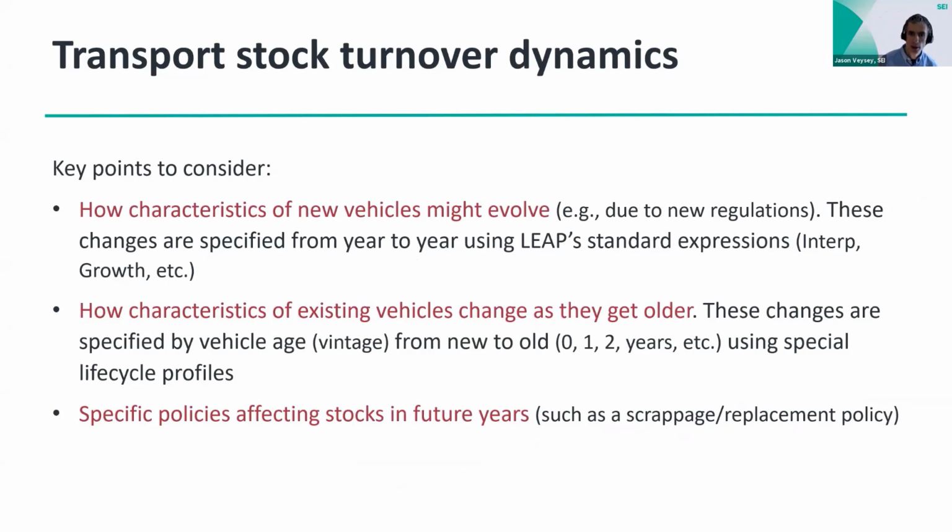When you do stock turnover modeling, you have to think about how the characteristics of new vehicles could evolve, and that's specified in variables like the fuel economy variable in LEAP, but also how the characteristics of vehicles change as they get older. You can, again, specify those changes for emission factors, fuel economy, and distance traveled. Those are specified by special life cycle profiles, which is another type of curve you can enter into LEAP. Then finally, you should consider how specific policies might affect stocks in future years by having a certain number of sales of vehicles or a certain scrappage or replacement policy.